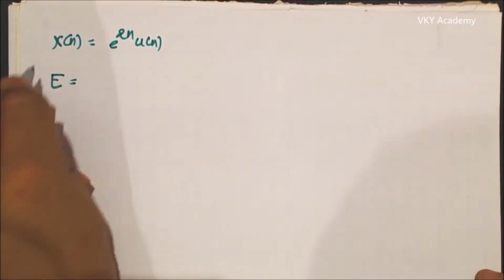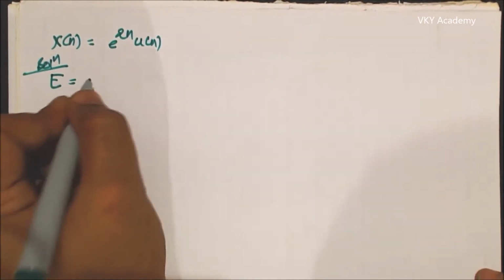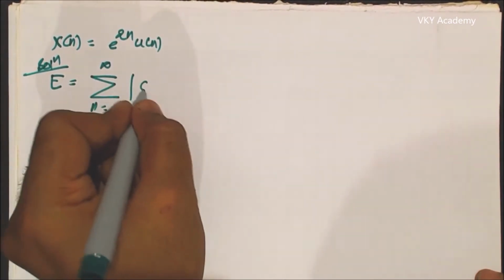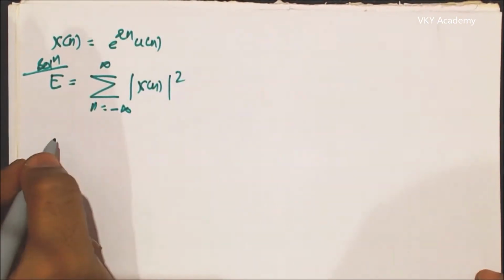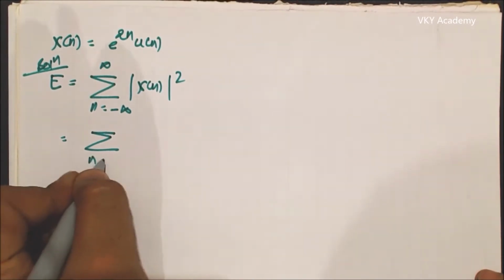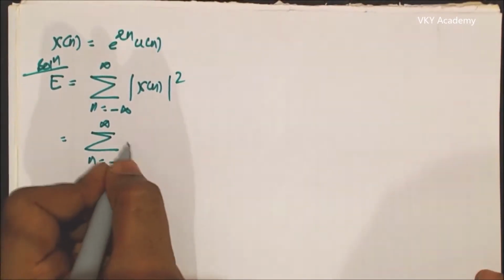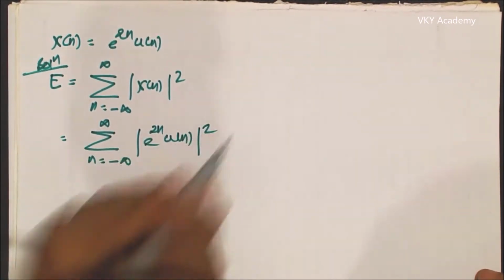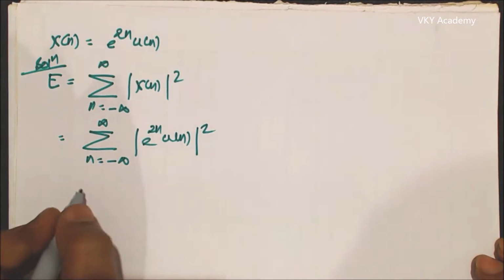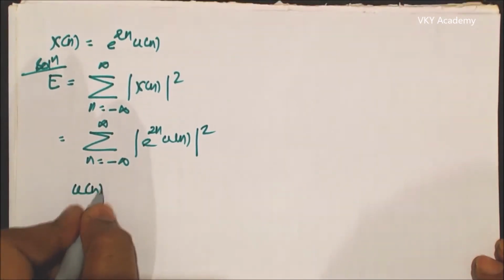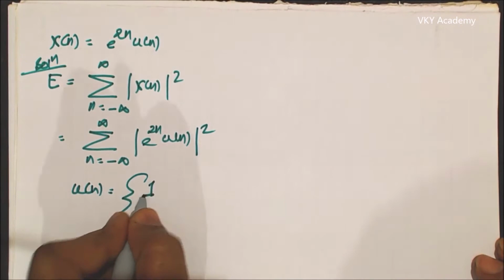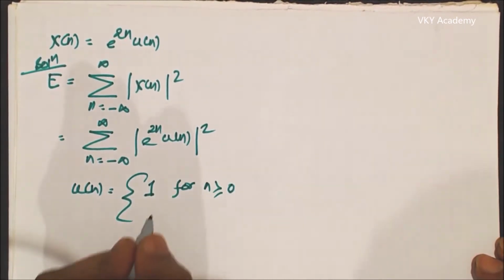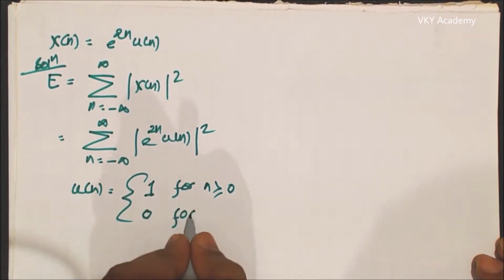Now energy E is always equal to summation n equal to minus infinite to infinite mod of x of n square, which is equal to summation n equal to minus infinite to infinite e to the power 2n u of n square. Now we know that a unit step function u of n is always equal to 1 for n greater than or equal to 0 and is always equal to 0 for n less than 0.